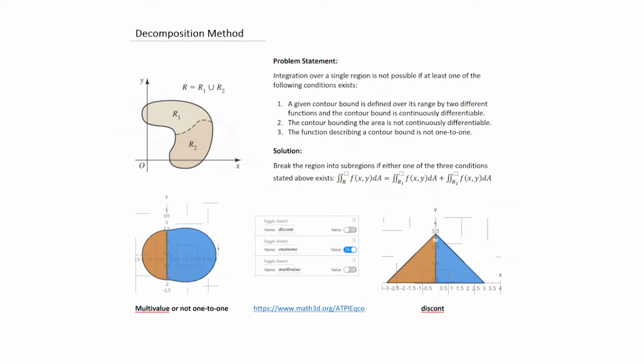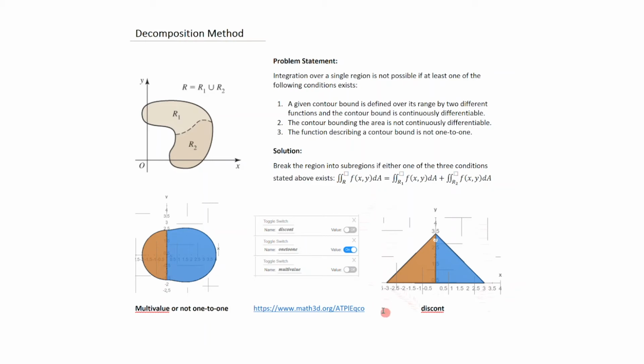All right, so then let's look at the examples I've given below, which are available if you just push on this URL here. I'll briefly mention what these toggle switches are. Discontinuous basically means discontinuous differentiability, and this would be the example that you see here. If you follow the contour, for instance, if you have to integrate, you'd have to have an upper bound and a lower bound, and some value of x on this side and some value of x on this side. But if you look at this line, it's continuously differentiable.